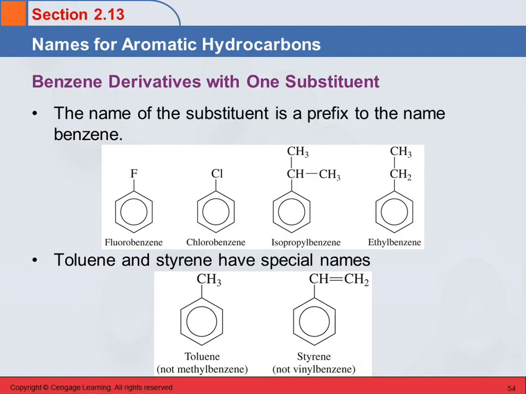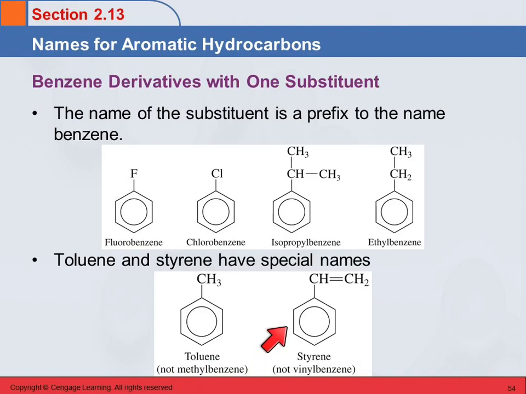There are some that have special names. We just love the special names, more things to memorize. If we have a methyl group on a benzene ring, this is not called methylbenzene. Now, if you called it methylbenzene, I'd understand what you meant, but it's silly. That's not what everybody calls it. It's called toluene. It's got a special name. So toluene is methylbenzene. We just don't call it methylbenzene.